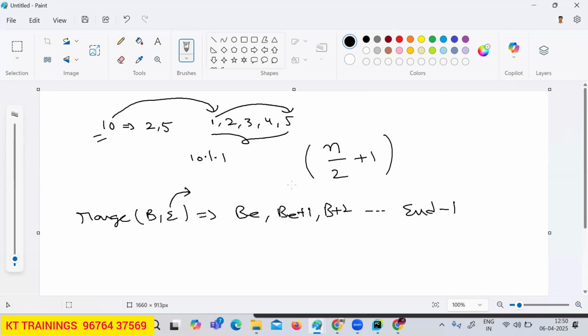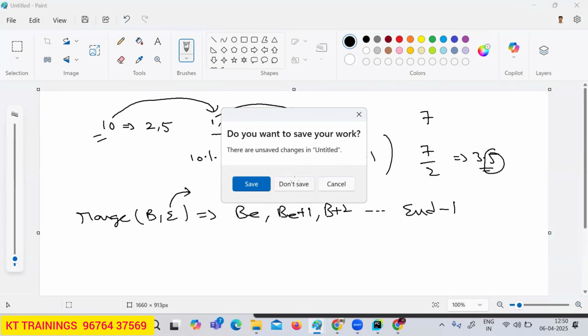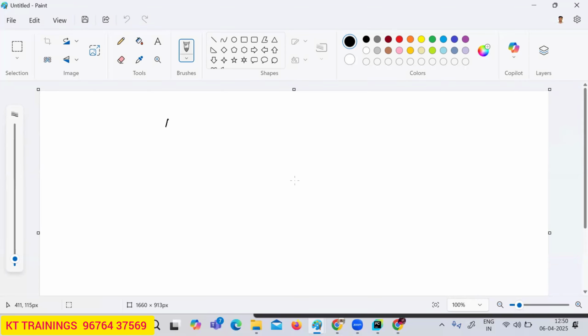Suppose, for example, we have to find the factors for 7. What is 7 by 2? 3.5 is what we get. To avoid this decimal, we have the concept of floor division. Floor division means the double slash operator. Floor division considers only the integer part. 7 floor division 2 gives 3 as the answer.